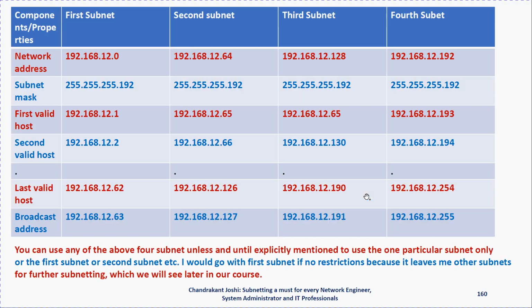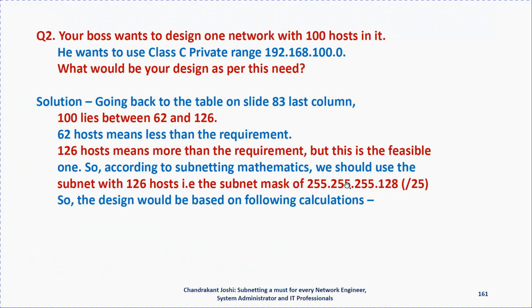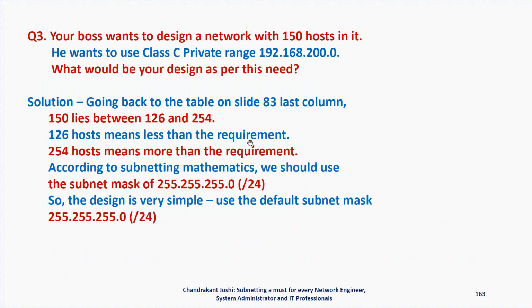Easy to understand with the help of this table. Keep this table ready. This is for class C. Your boss wants to design a network with 150 hosts in it, and this should be the network. So what should be your design?